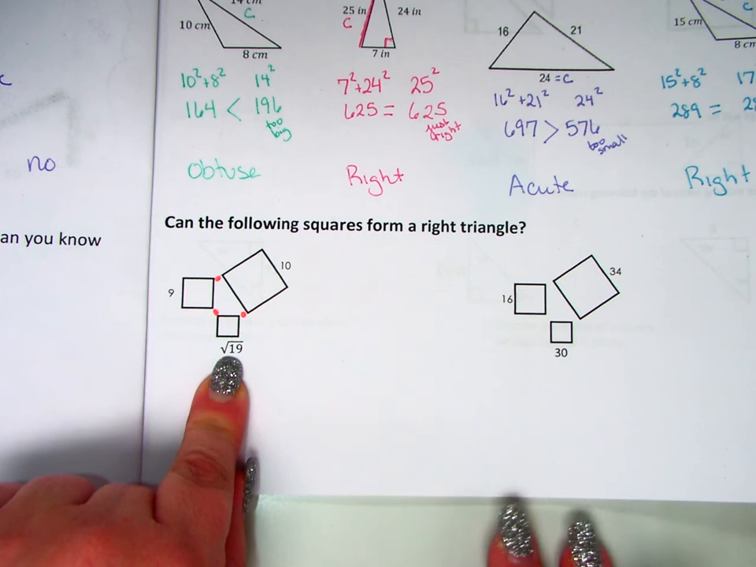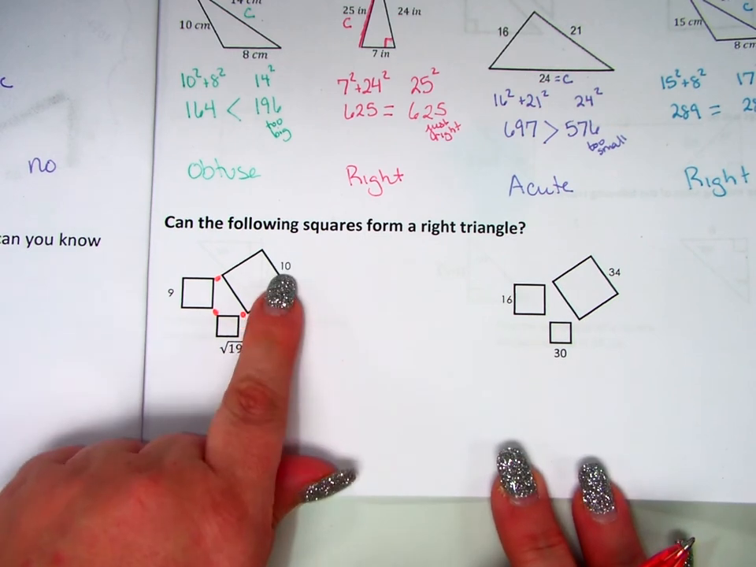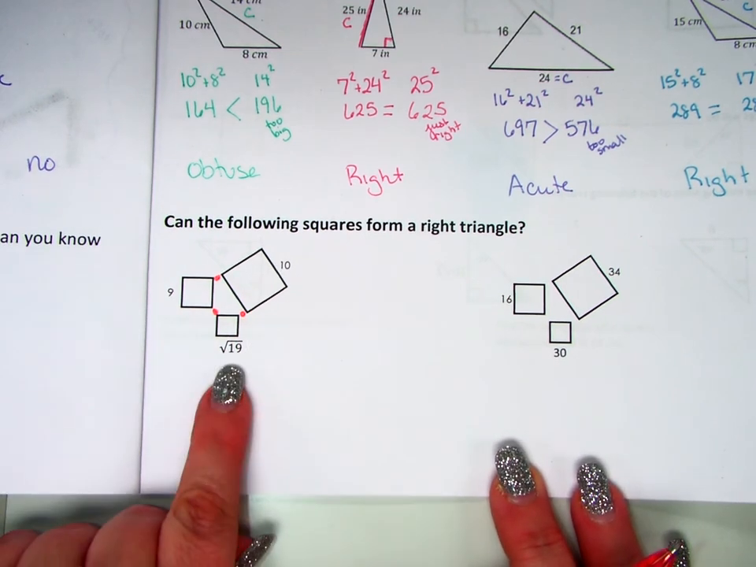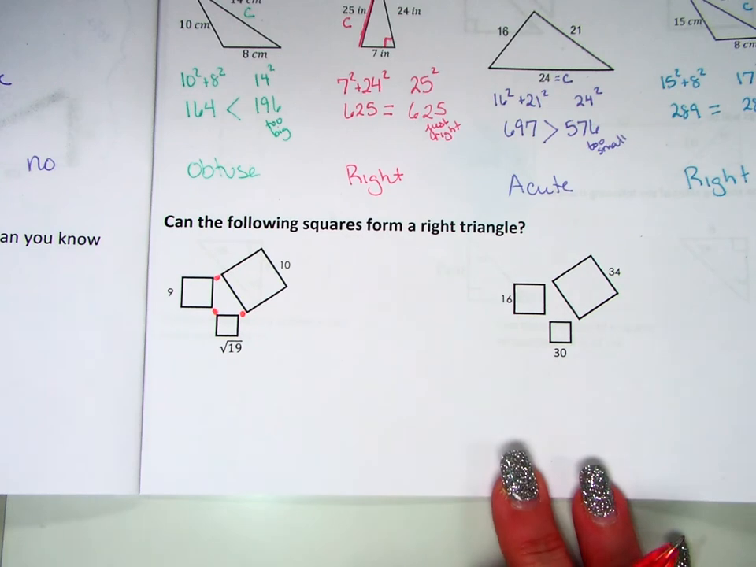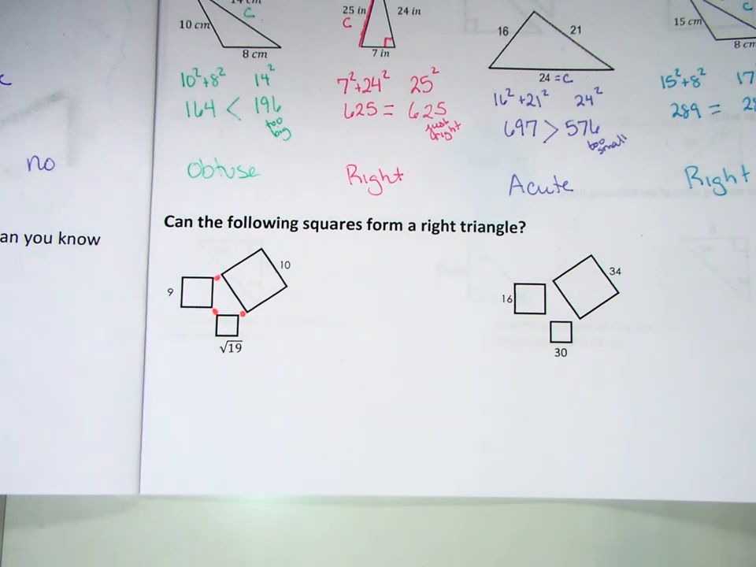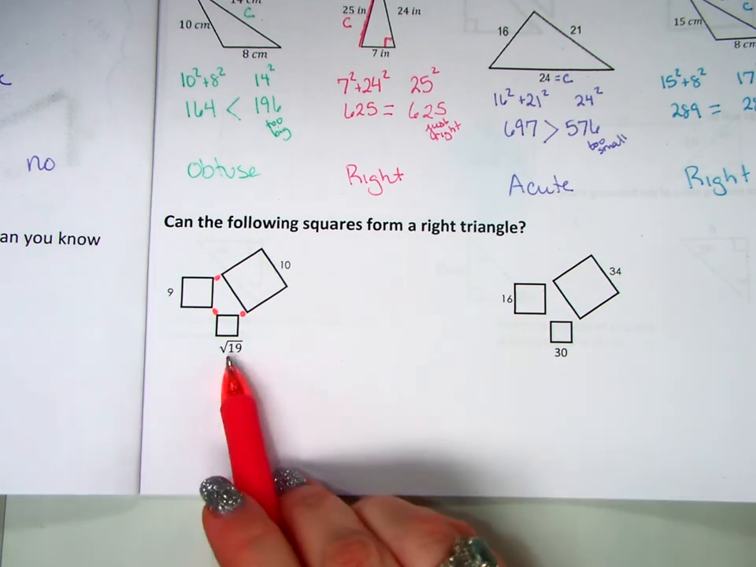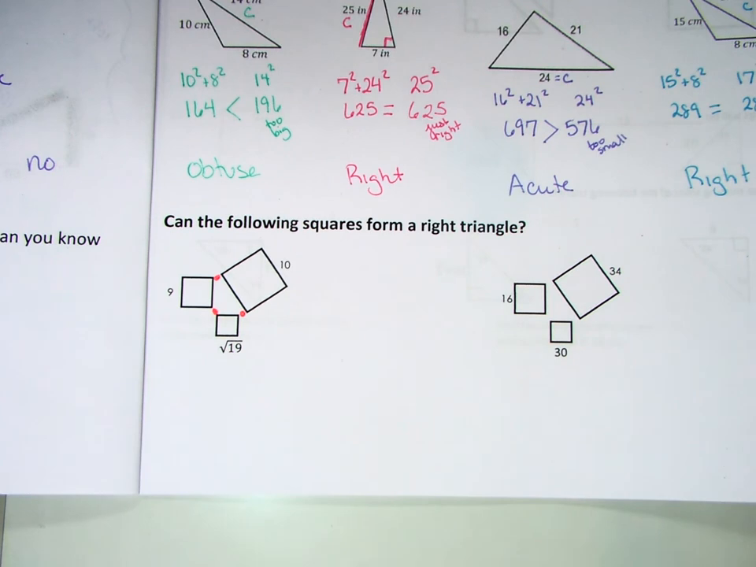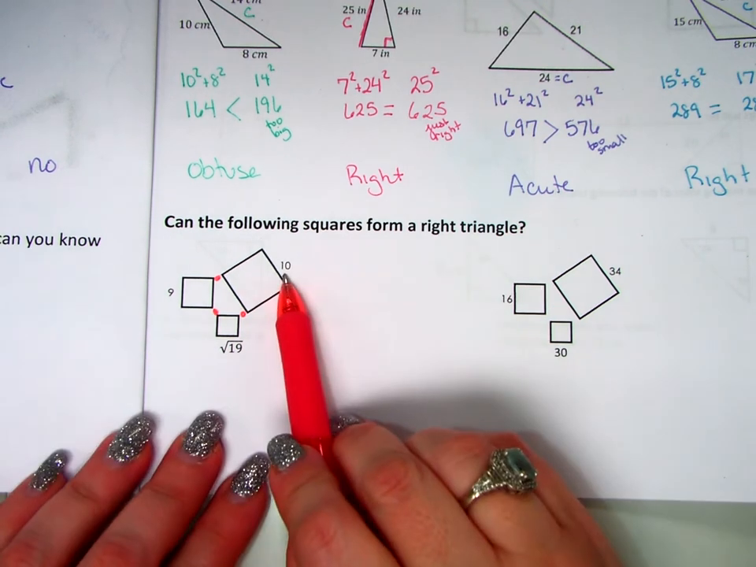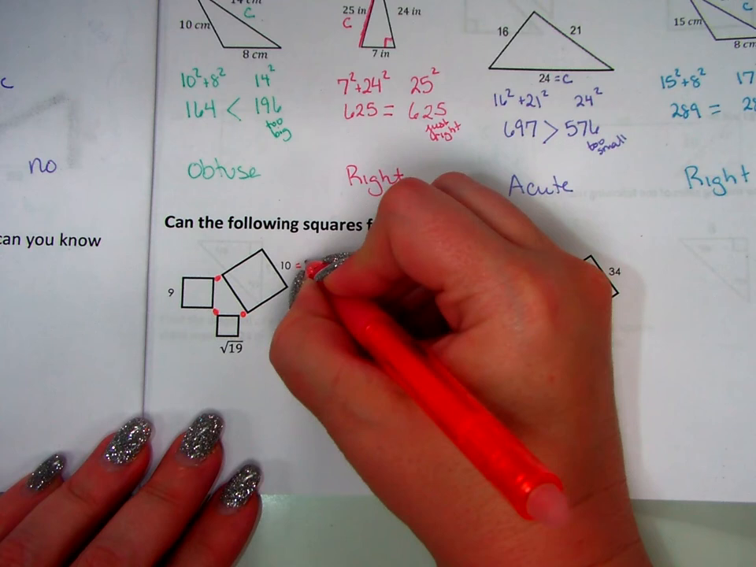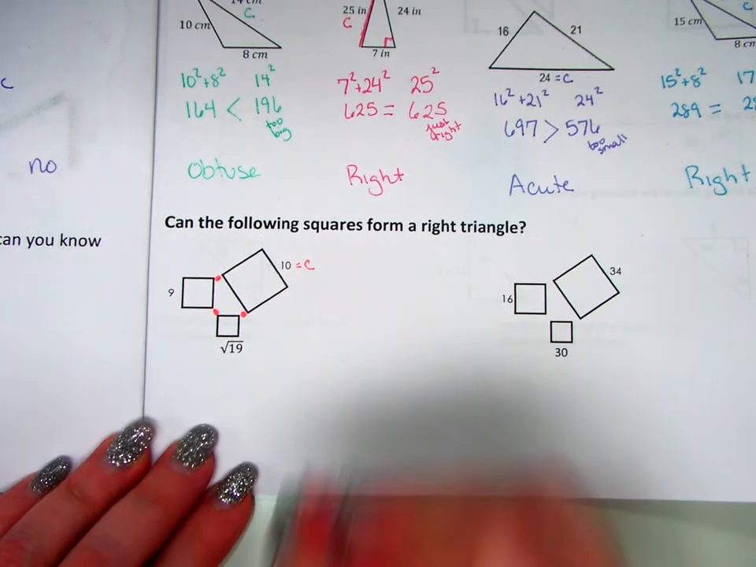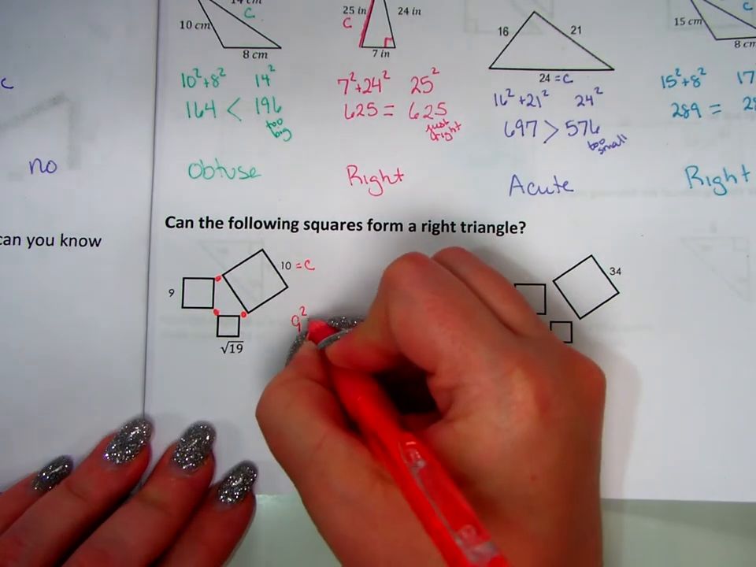It's hard to sometimes tell if it's bigger than the square root of 19, but I know it takes the square root of 100 to make 10. The square root of 19 is somewhere between the square root of 16, 4, and the square root of 25, 5. So this value is somewhere between 4 and 5, right? So I know 10 is my biggest value here, so that's got to be my C.